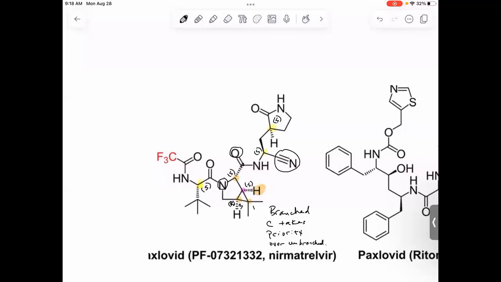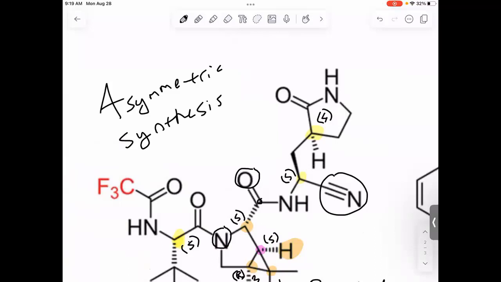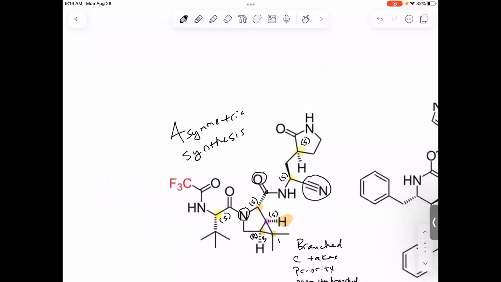But this molecule with all these chiral centers is achieved by what we call asymmetric synthesis, right? That's a very, very specialized area of organic chemistry, where you actually use different types of methods like different types of catalysts or pre-existing chiral centers to actually generate a chiral center. So we're going to talk more about that later.